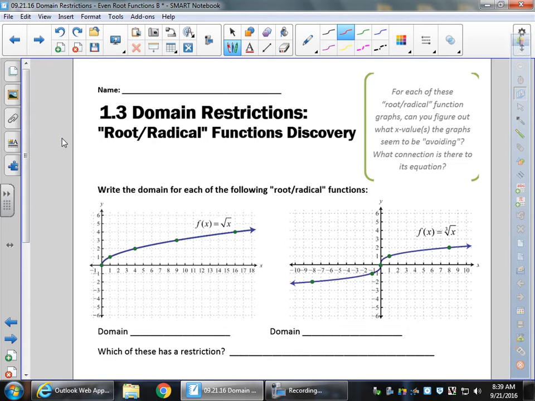As you get your copy, check out the question in this box up top. For each of these root or radical function graphs, can you figure out what x values the graph seems to be avoiding and what connection is there to its equation? Interesting. So here's the graph, and then each of these, the equation is written right above. Can we make some connections?